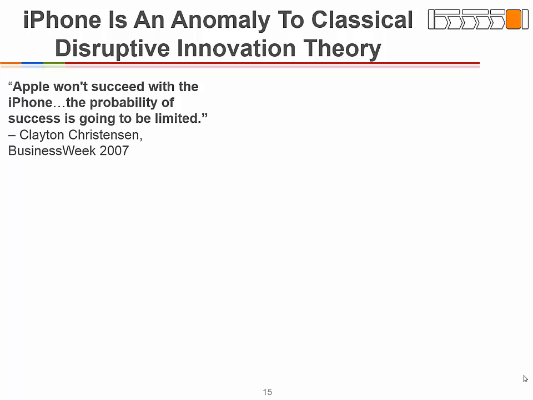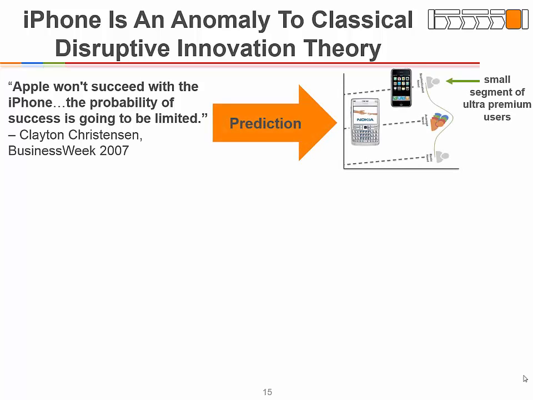For instance, the iPhone has always been an anomaly to the classic disruptive innovation theory by Clayton Christensen. And it came to a head in 2007 when Christensen actually predicted the iPhone would fail. And he said in these quotes, Apple won't succeed with the iPhone. The probability of success is going to be limited. So we all know where that prediction ended up.